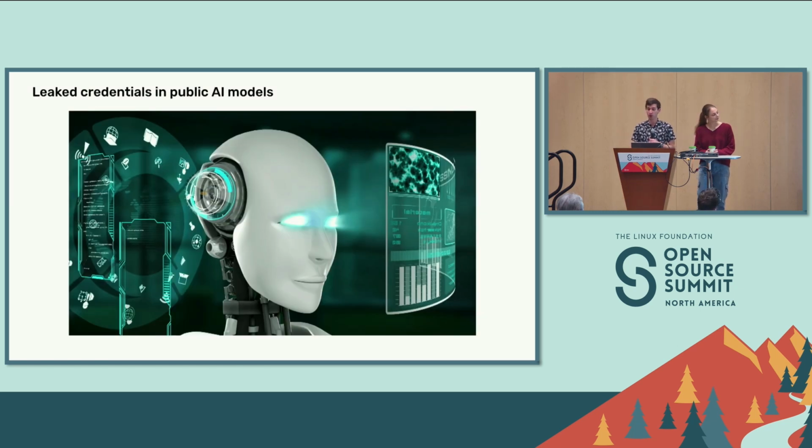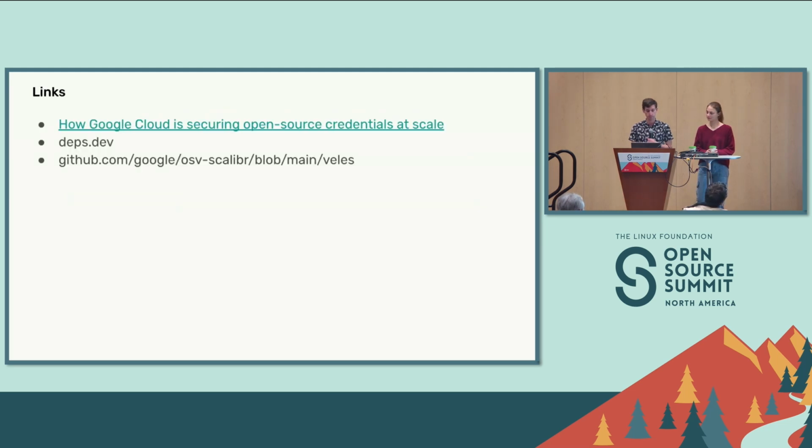AI, of course, is also top of mind, and with the number and usage of open source AI models growing exponentially, this is unlocking both new types of credentials for developers to leak and new places for developers to leak credentials. So we'd love to work with model repositories like Kaggle or Hugging Face to scan for their credentials, scan their models for credentials, and onboard credential scanning as part of their developer workflows.